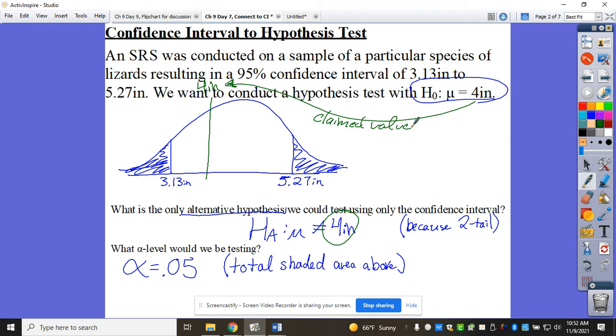So now we're making the connection. We can call this shaded part our rejection region, which means if it falls there, we reject it. But let's answer a chapter 9 conclusion just based off of this green line with this blue picture.